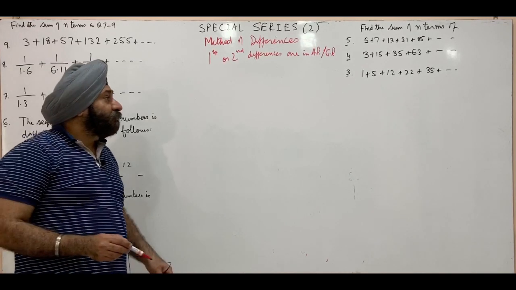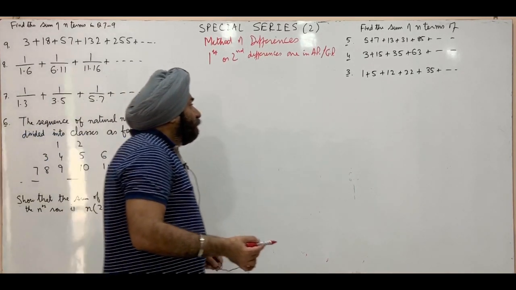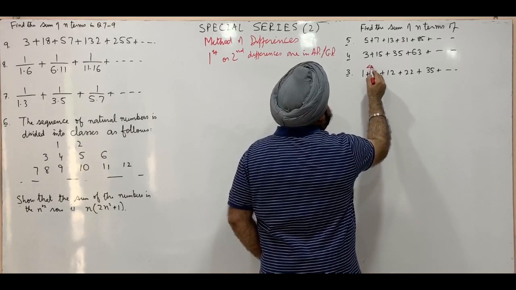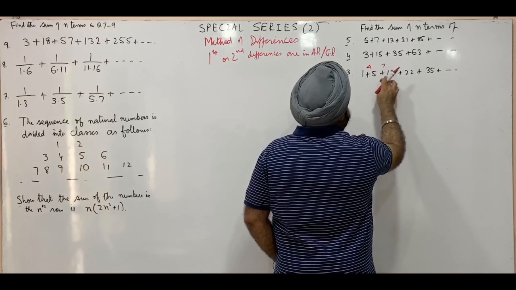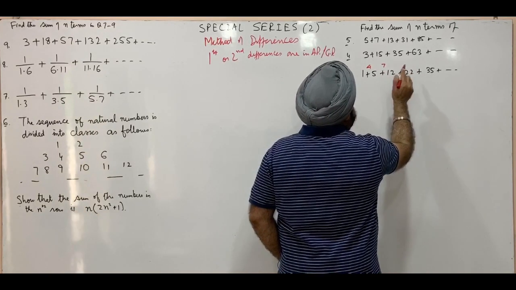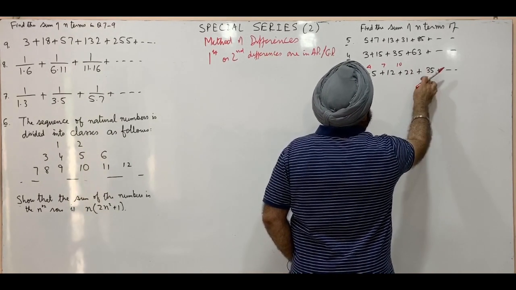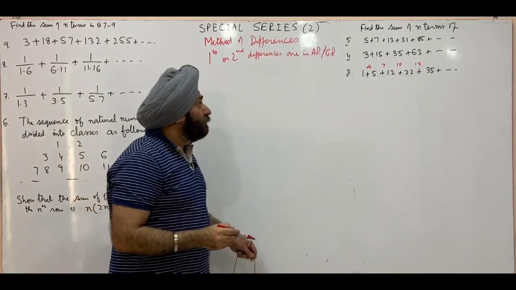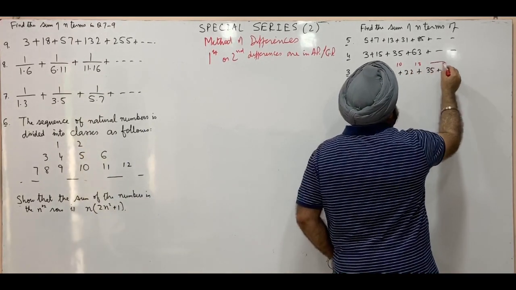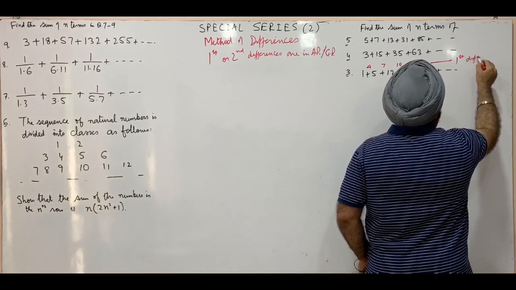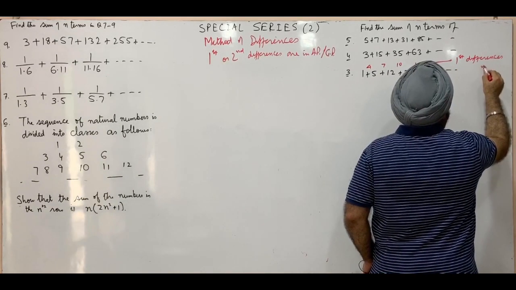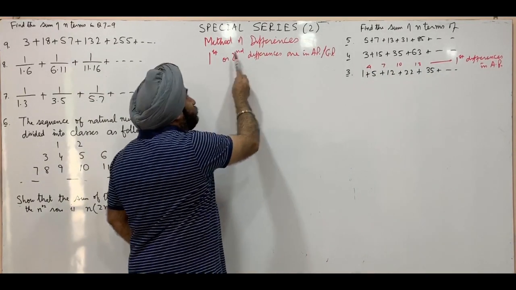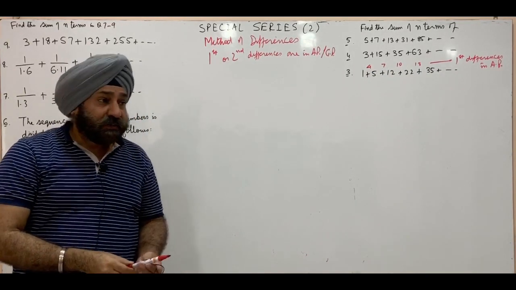For example, this one: the difference of the first and second terms is 4, this is 7, 12 minus 5, 22 minus 12, this is 10, and this is 13. So we see that 4, 7, 10, 13, these are first differences, and these are in AP. So first differences are in AP means we'll use the method of differences.